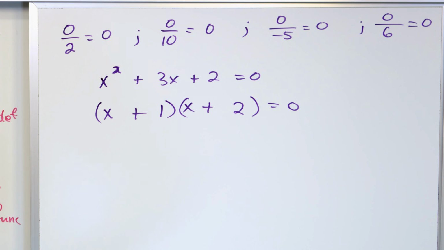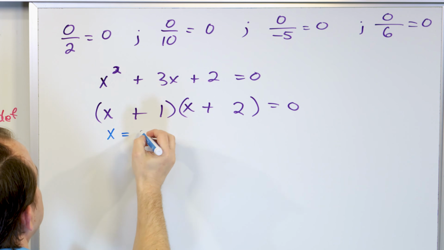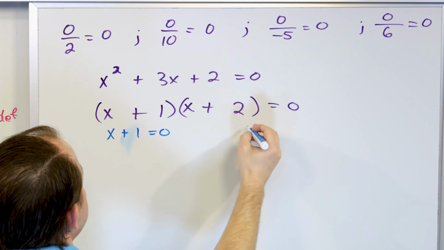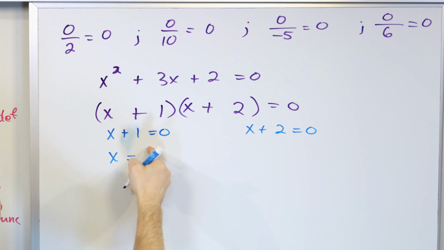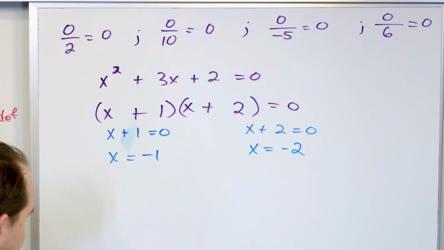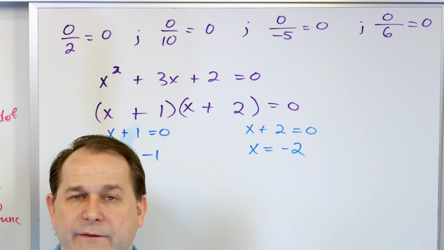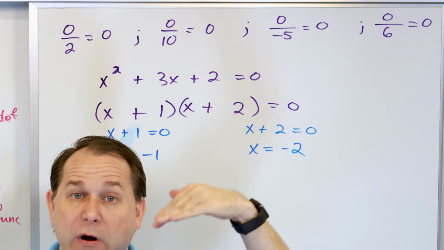Now, what values of x actually make this go to 0? Well, let me do it properly instead of skipping steps. x plus 1 can be equal to 0. x plus 2 can also be equal to 0. So that means x can be -1, and x over here can be equal to -2. What does this mean? This has absolutely nothing to do with the domain of the function. This is the zeros of the function. This means where does the graph cross the x-axis? It means where does it go to 0?